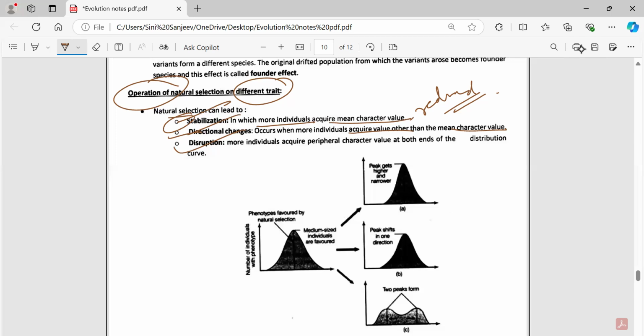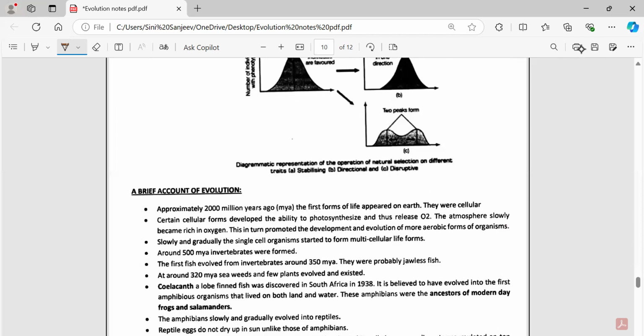So this is called what? The directional selection. Then you have the disruptive selection. Disruptive selection means both the things will be in extremes and both may be favorable over there. So hence they are called what? Disruptive selection. Okay, so these are the three concepts related to natural selection on the basis of the different traits which you're going to get.